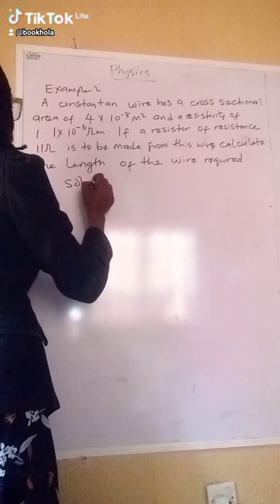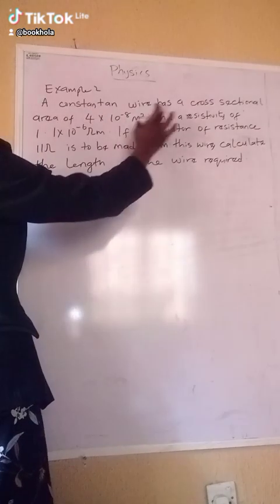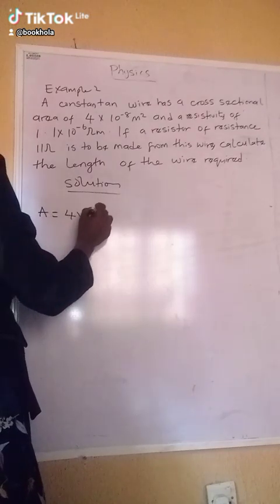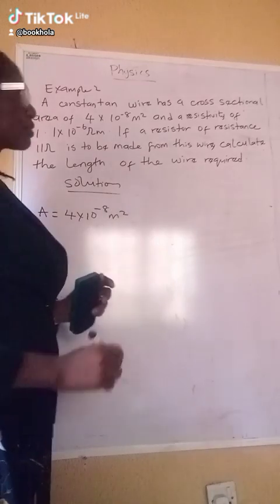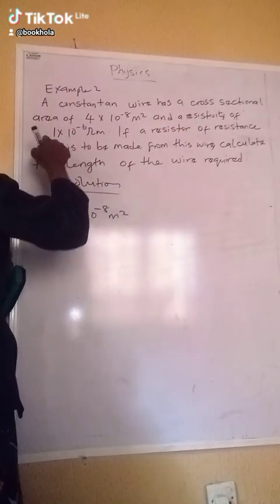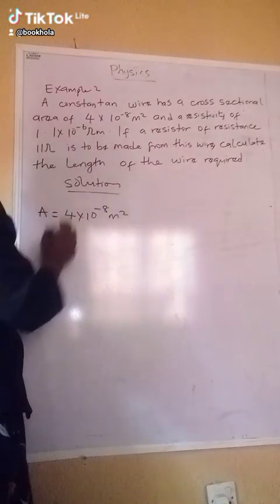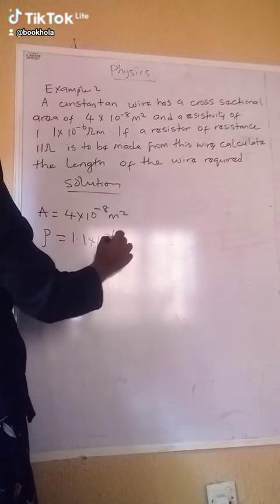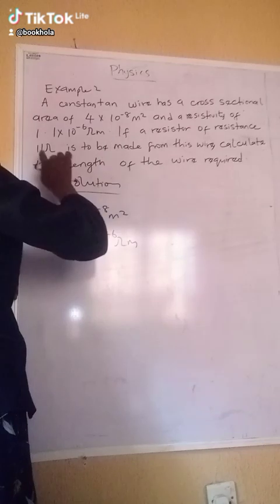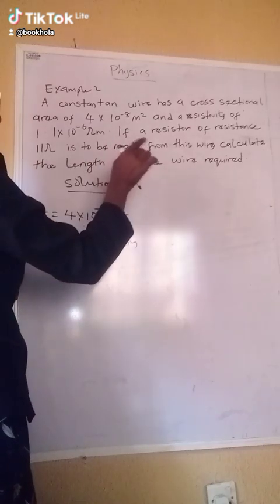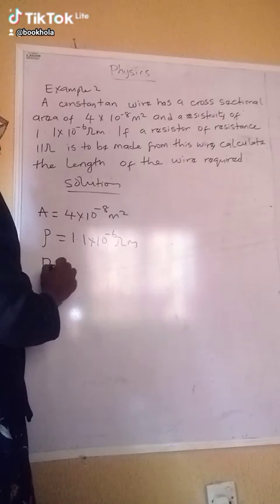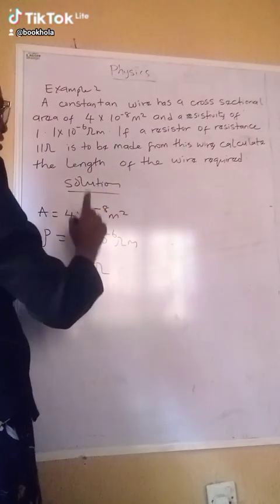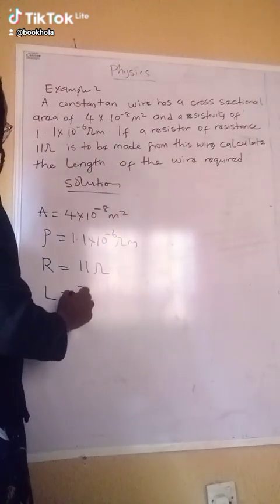A Constantan wire has a cross-sectional area, so we have A is equal to 4 times 10 raised to the power minus 8 meters squared, right? And a resistivity of 1.1 times 10 raised to the power minus 6 ohm meter. So we have rho to be given as 1.1 times 10 raised to the power minus 6 ohm meter. If a resistor of resistance 11 ohms is to be made from this wire, so we have resistance to be 11 ohms. Okay, calculate the length of the wire. So we are looking for L.